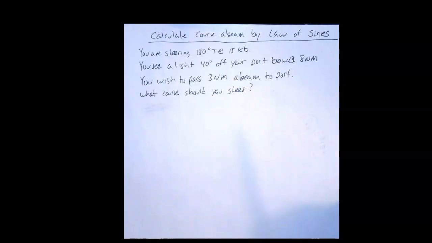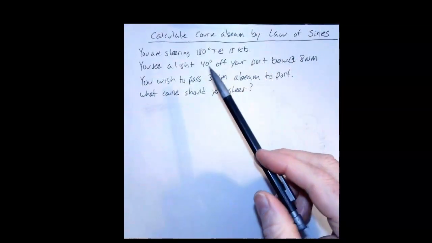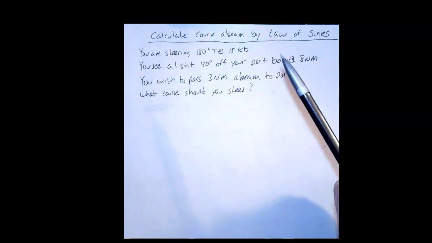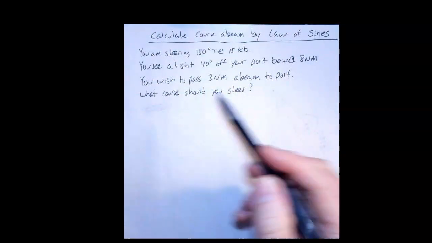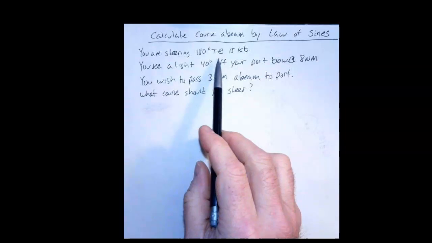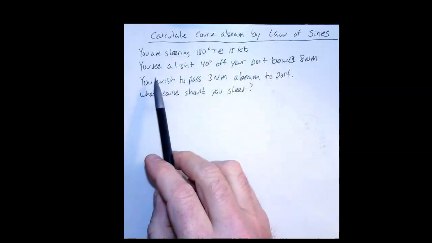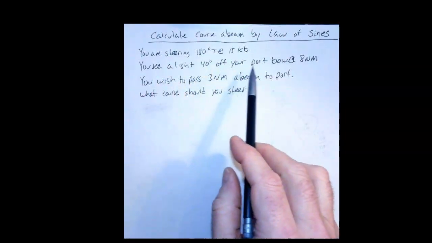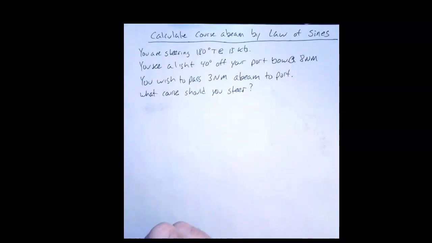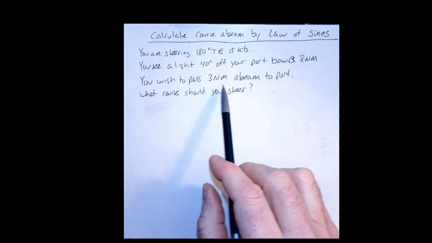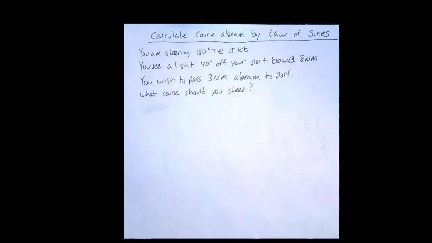Okay, so in this video, we're going to use the law of sines to calculate a course to pass a beam of an object a certain distance. You are steering 180 true at 15 knots, and you see a light 40 degrees off your port bow at 8 nautical miles. You wish to pass 3 nautical miles of beam to port. What course should you steer?